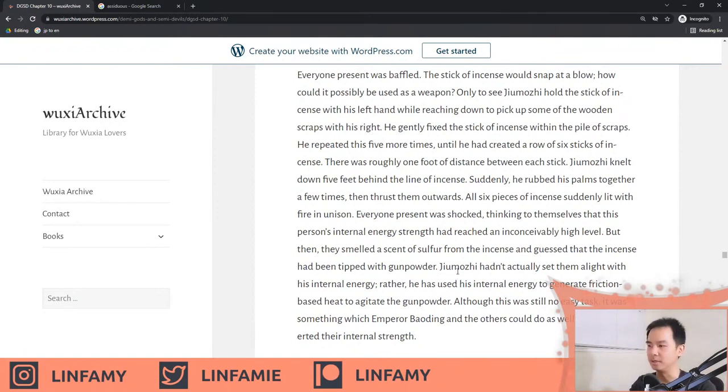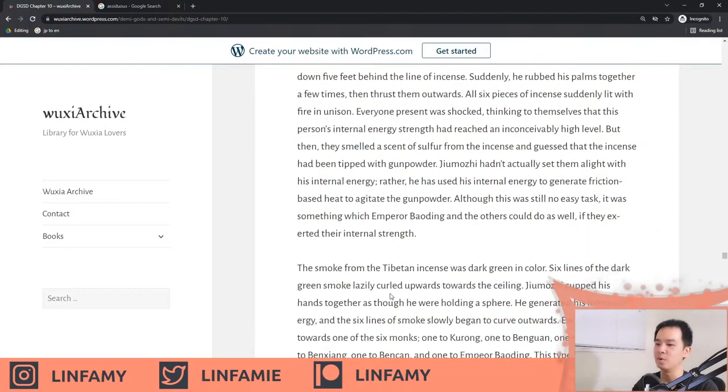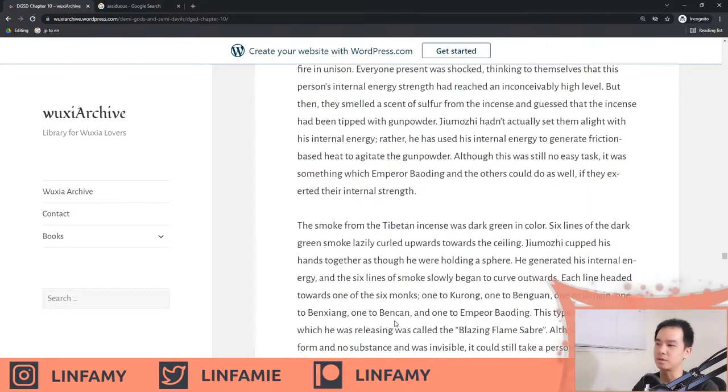Jiumozu hadn't actually set them alight with his internal energy. Rather, he has used his energy to generate friction-based heat to agitate the gunpowder. Although this was still no easy task, it was something which Emperor Baoding and the others could do as well if they exerted their internal strength. The smoke from the Tibetan incense was dark green in color. 6 lines of the dark green smoke lazily curled upwards towards the ceiling.